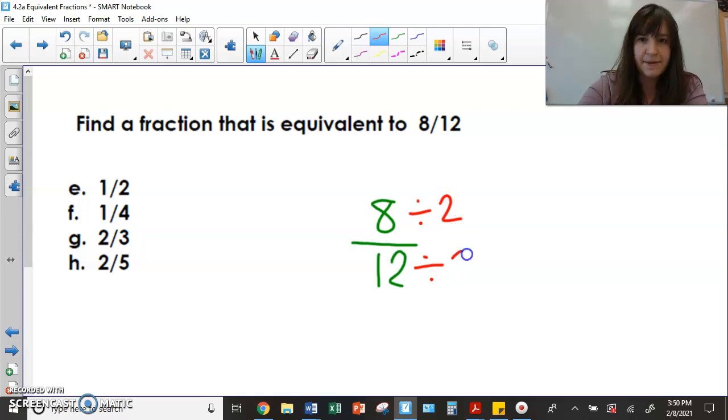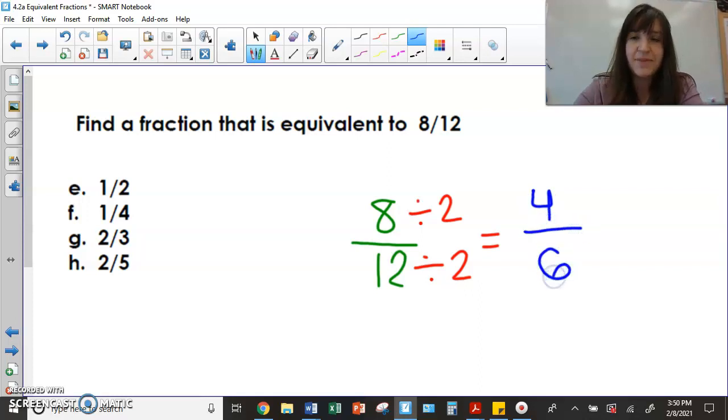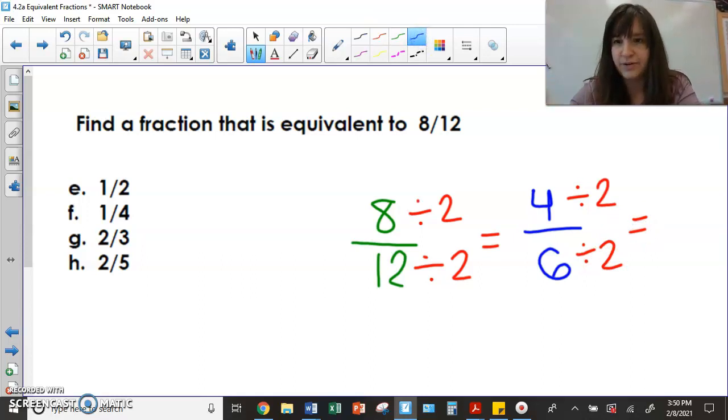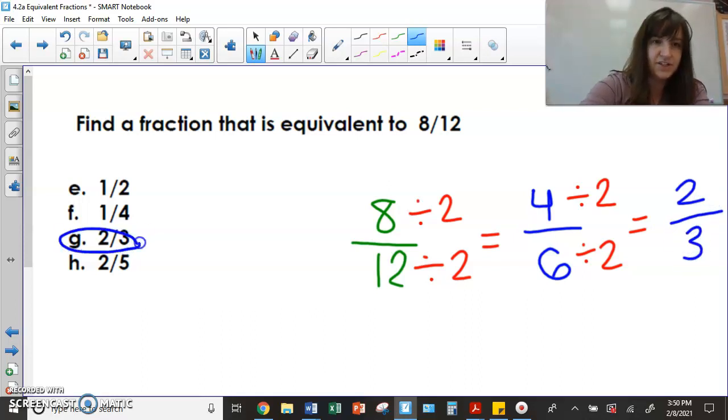Well, let me try dividing it by 2. So I get 8 divided by 2, and that equals 4. And 12 divided by 2, that equals 6. Now, 4/6 is an equivalent fraction, but that's not one of my choices here. But I notice that both of these are even numbers. And when that happens and I'm simplifying a fraction, I know that I can go even further. So I can divide it again. When I divide it again, 4 divided by 2 is 2, and 6 divided by 2 is 3. And sure enough, 2/3 is a choice.